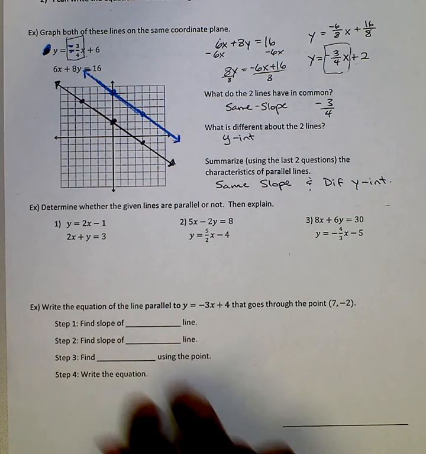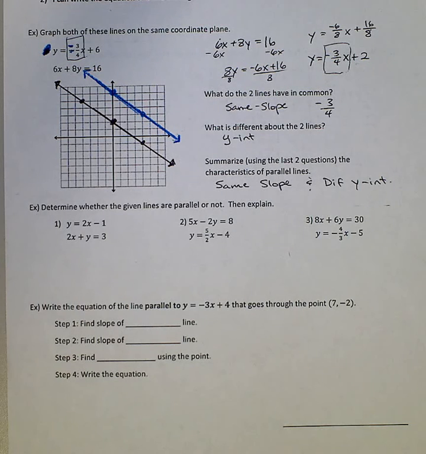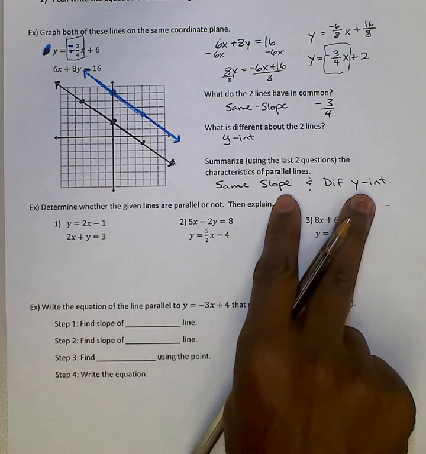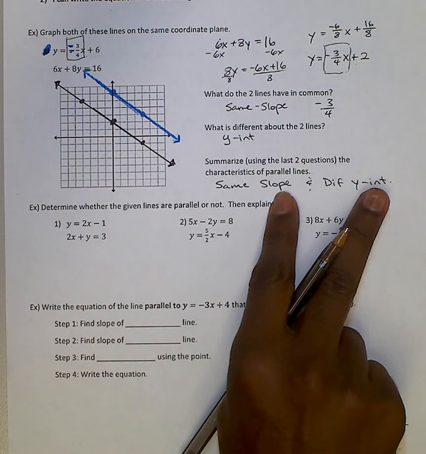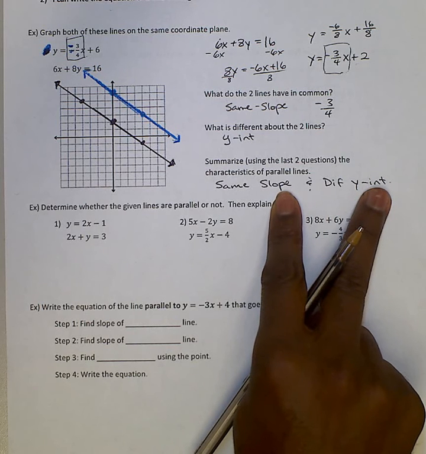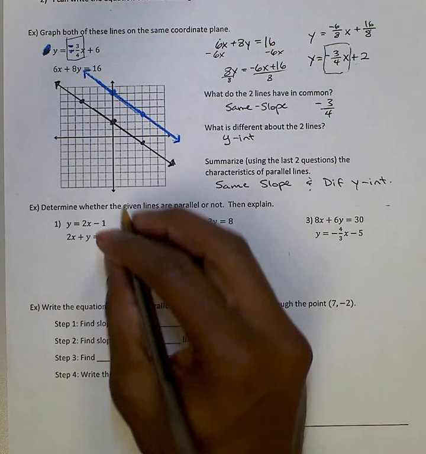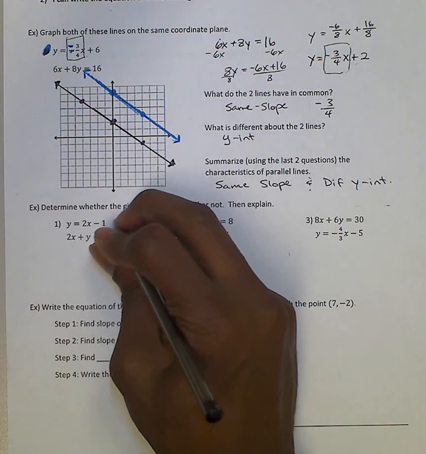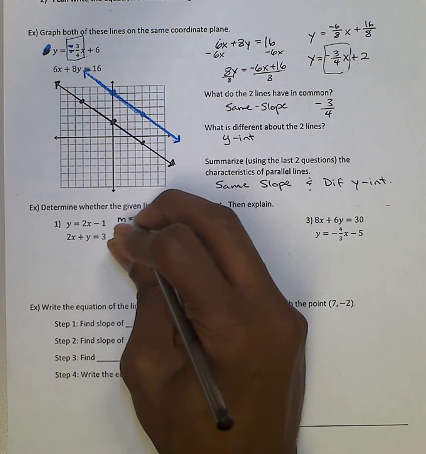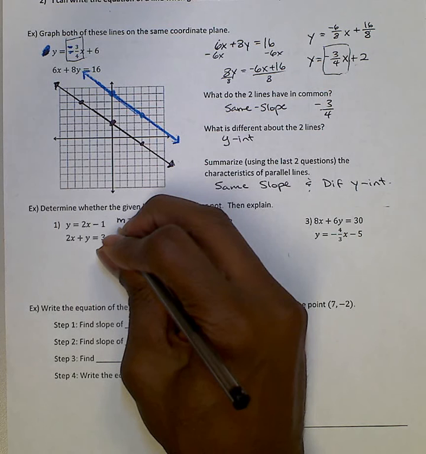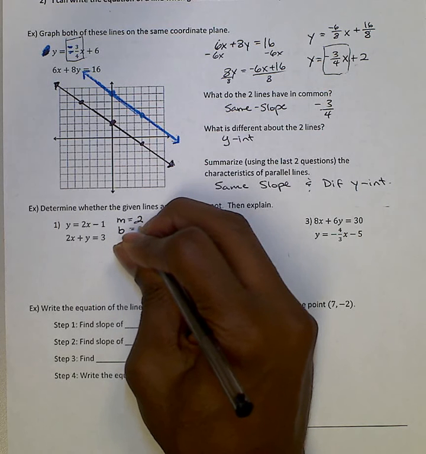So now these next few questions are asking us to determine whether the given lines are parallel or not. The things that are important for us are slope and y-intercept, so I would recommend using slope-intercept form. Okay, I'm going to find my number 1. The slope of that first equation is 2. The y-intercept of the first equation is negative 1.